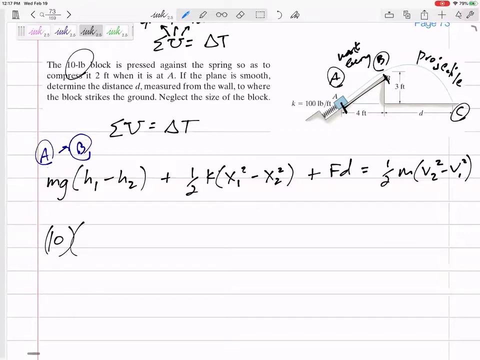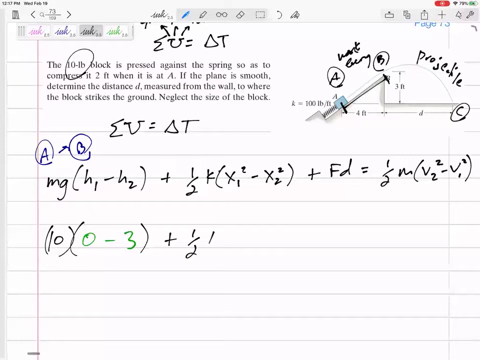Then h1, I can set my ground to be wherever I want it to be. I think it makes sense to say it starts at 0 and it ends at 3. This is only the y, the height, right? It doesn't matter that it went 4 feet over to the left. I'm only concerned with the vertical distance for height.